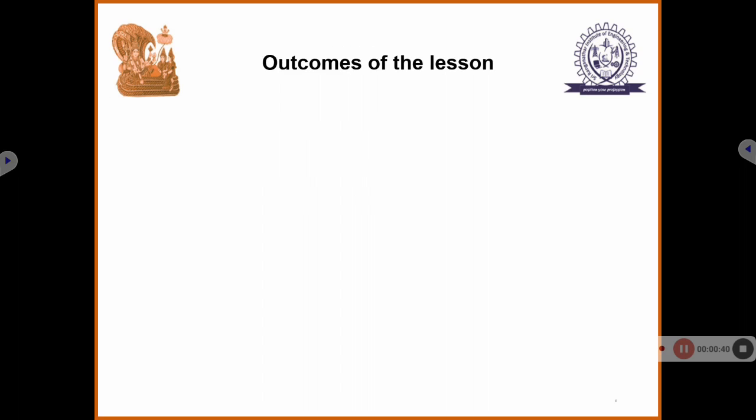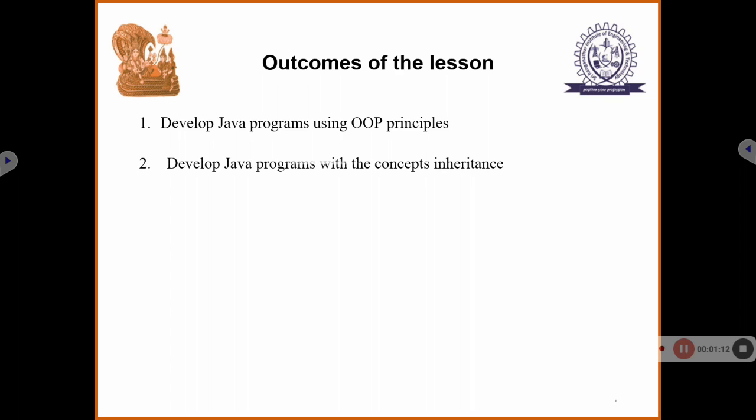And through that, after completing our unit, what will we know about the particular unit? These are the outcomes of the lesson. At the end of the unit, what we learnt about it, that is the outcomes of the lesson. Finally, we can develop our own programs with the help of an object-oriented language, which means Java. And next, we are going to develop our programs with the concept of inheritance using the Java programming language.